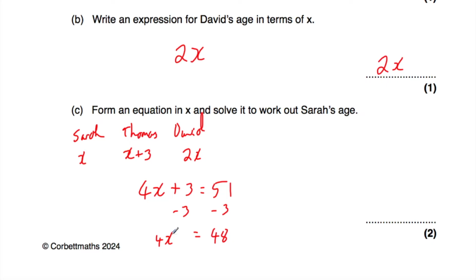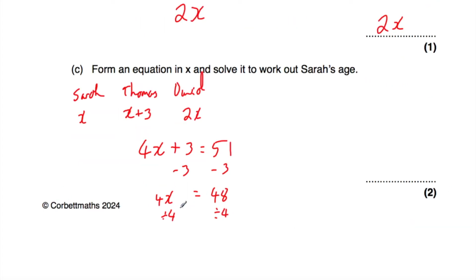Now this means that x multiplied by 4 is equal to 48. We want to find out what x is, so we want to get rid of this multiplied by 4. So we're going to divide the left-hand side by 4, and we're going to divide the right-hand side by 4. On the left-hand side, we've got 4 times x. We're dividing by 4 to get rid of the times by 4, so we'd just be left with x. And on the right-hand side, we had 48. We're dividing by 4. That's equal to 12.